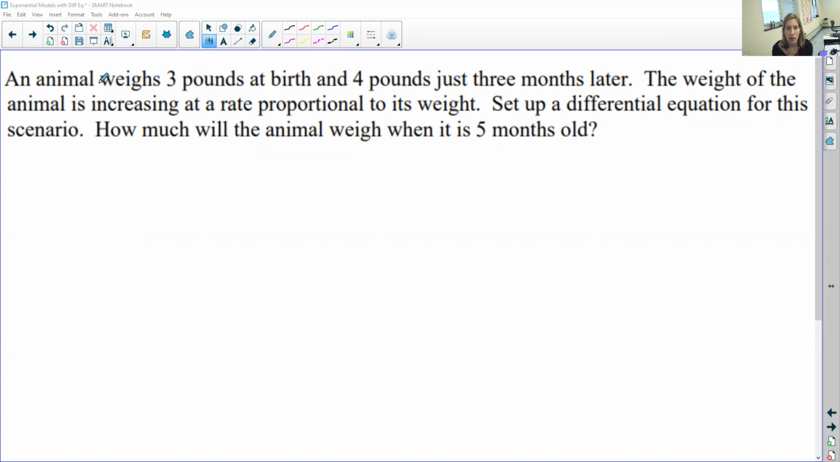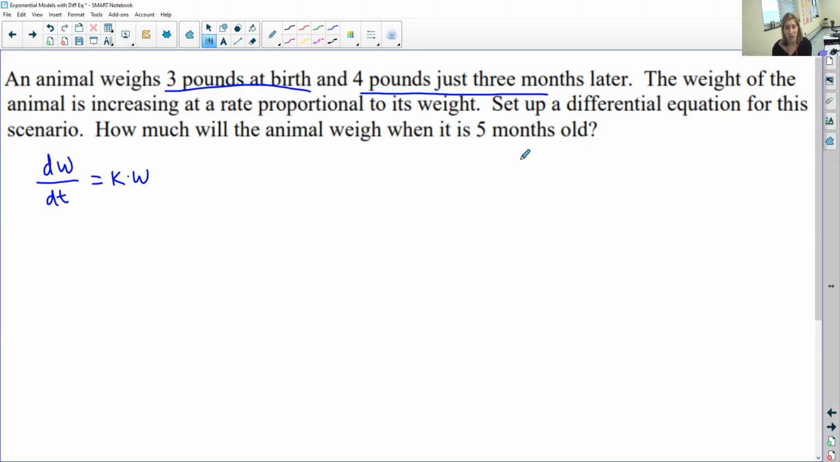Okay, so here you're given some information. An animal weighs 3 pounds at birth, and you're told that 3 months later it weighs 4 pounds, and that the weight of the animal is increasing at a rate that's proportional to its weight. So that means that dW/dt, whatever letter you want to use, I'm going to use W for weight, is proportional to, which means a constant times the weight. So once you know that, we'll ask you to set up a differential equation for the scenario. We've done that. This is a differential equation that models the situation.